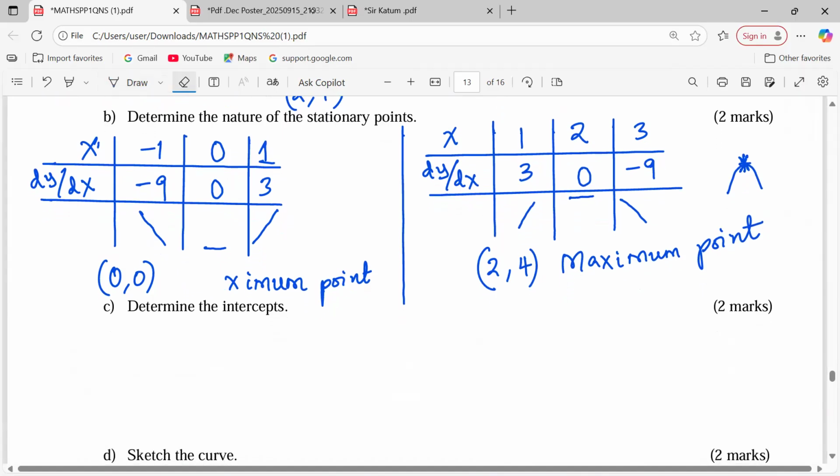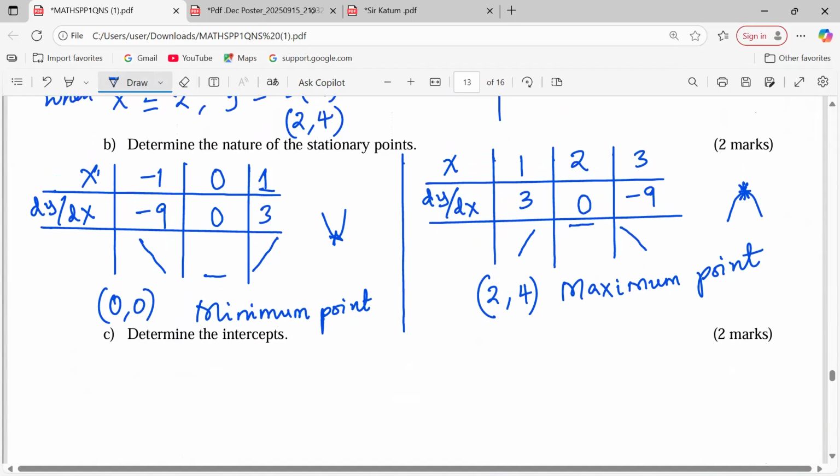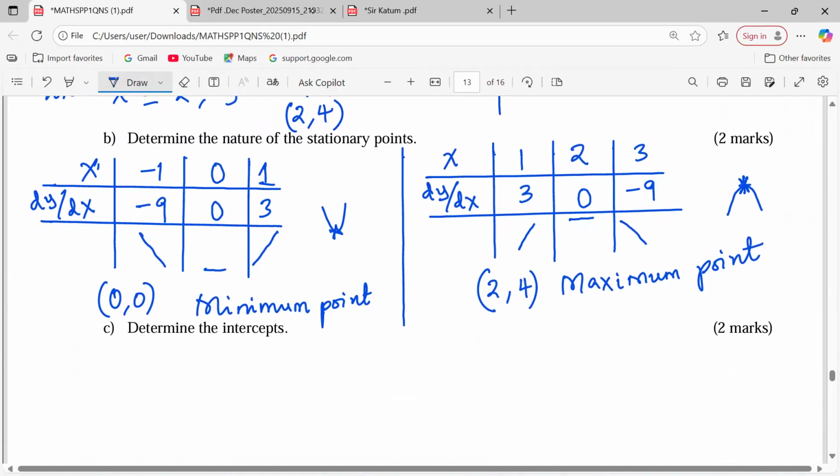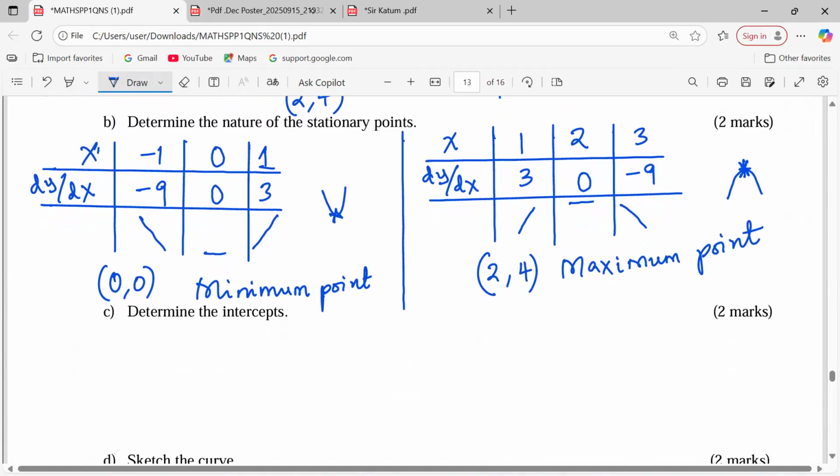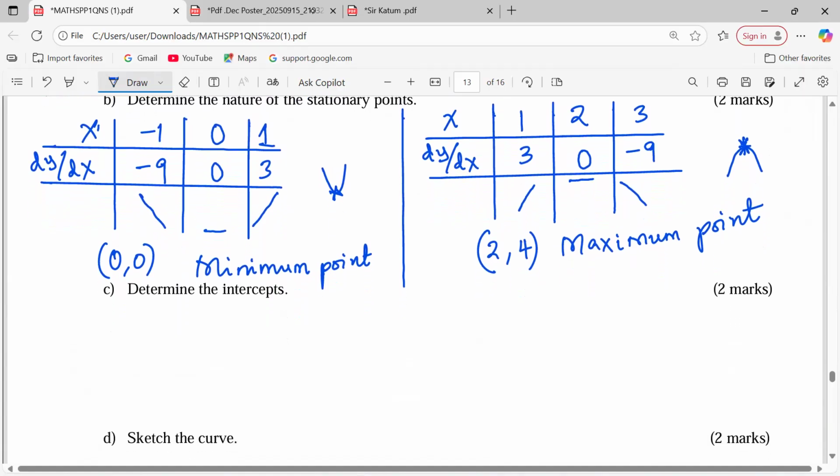Looking at the other one, this is how it's turning. So the first one here was a minimum point. That's a minimum point. So we have a minimum point and a maximum point as the natures of the stationary points that were determined in part B.